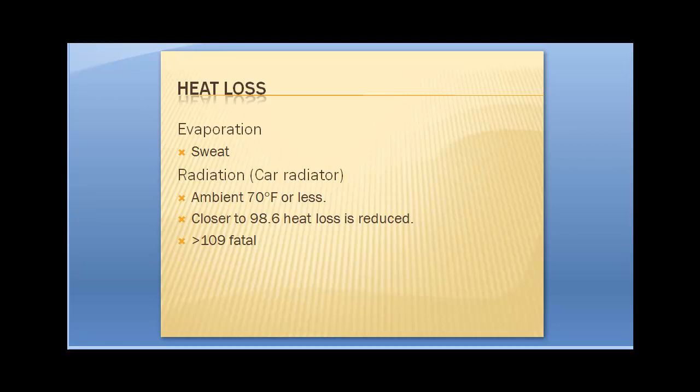If the ambient temperature, the outside temperature, is 70 degrees or less, you really won't have too difficult of a time staying cool enough. The closer it gets to 98.6, your body's normal body temperature, the harder it is for you to cool off. If your body temperature gets greater than 109, it can be fatal.